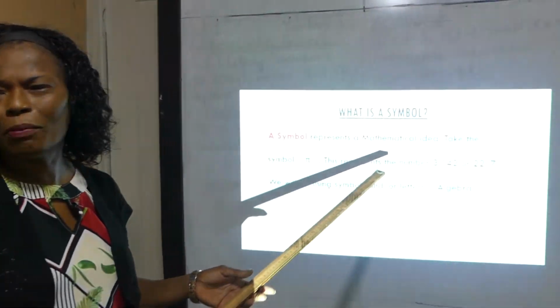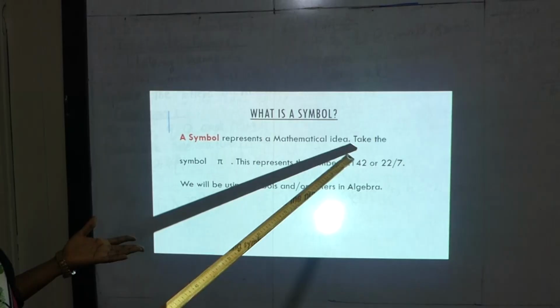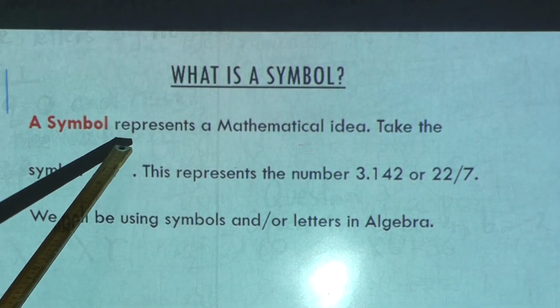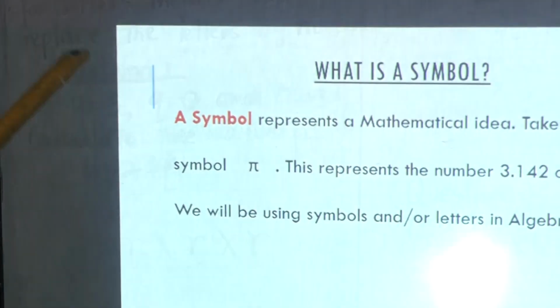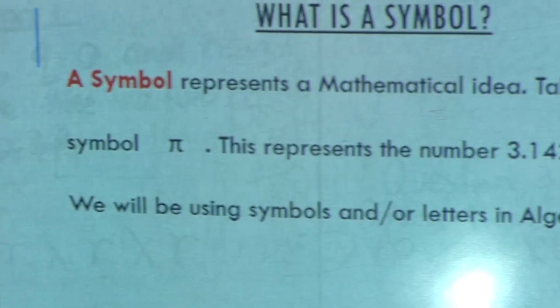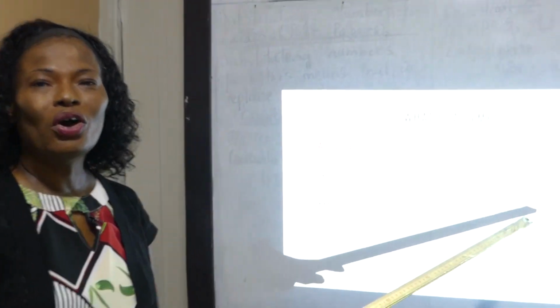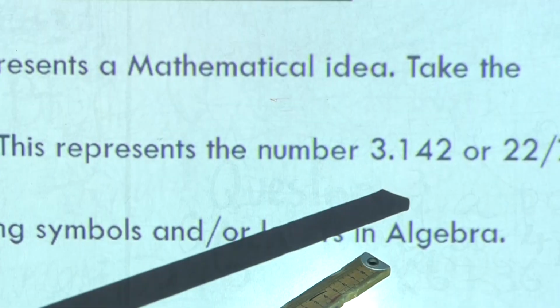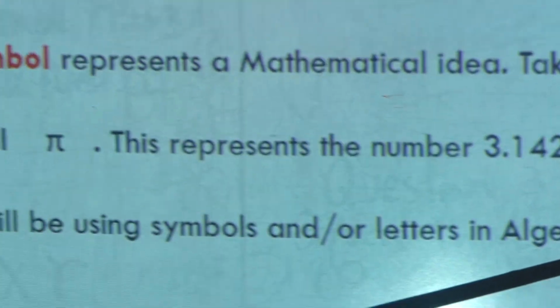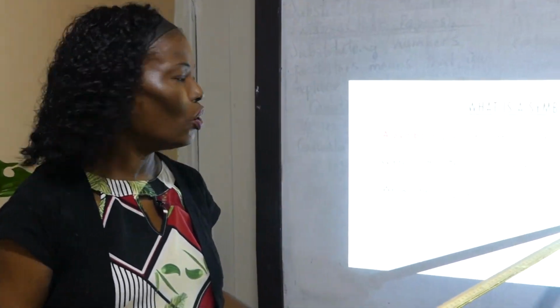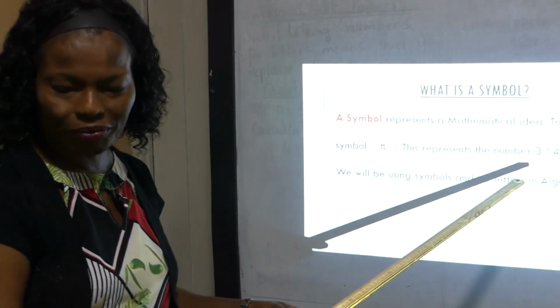Now, let's talk about symbols a little. What is a symbol? A symbol represents a mathematical idea. Take the symbol pi. And let me reach for my pi. Here is pi. This represents the number 3.142 or 22 over 7. Later on, I'll let you know how pi came about. Okay? So we will be using symbols or letters in algebra.